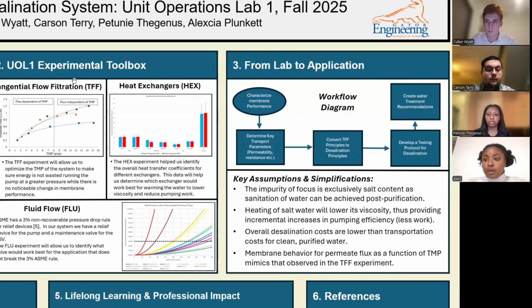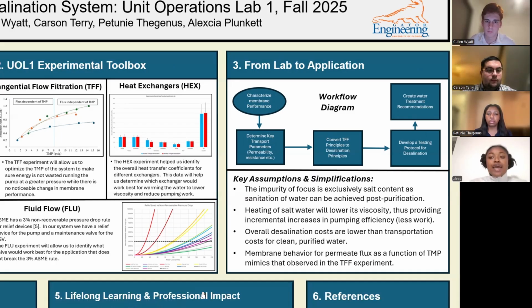Now, to go from lab to application, you would first want to use and characterize the membrane performance using TFF skills that we learned. And so to do this would include measuring flux at different pressures, as well as running a TMP excursion study and performing pre and post NWP tests. And by doing this, we would be able to see how easily water moves through the membrane, as well as where flux begins to plateau and how fouling changes with performance over time.